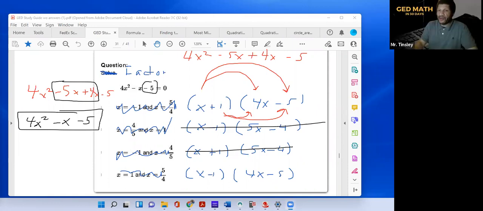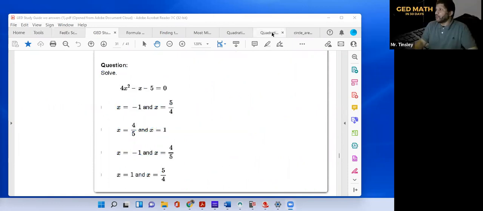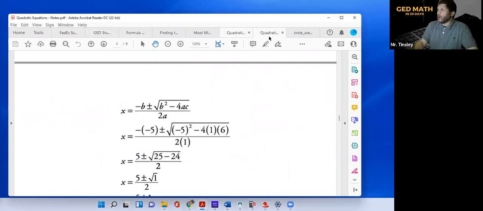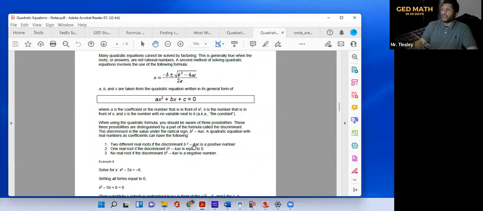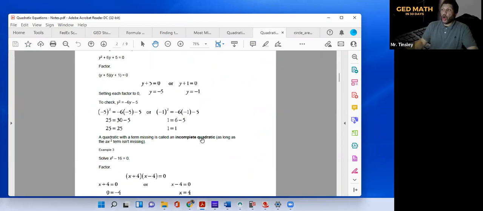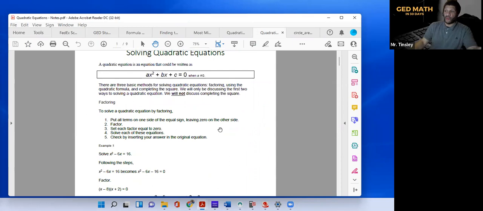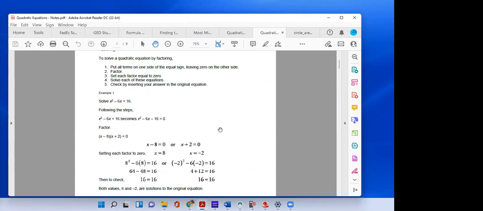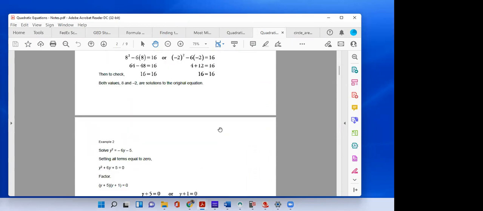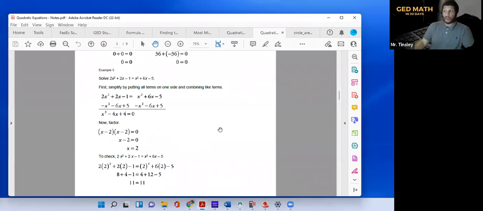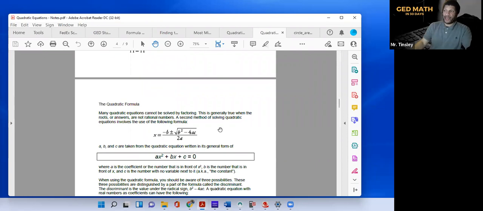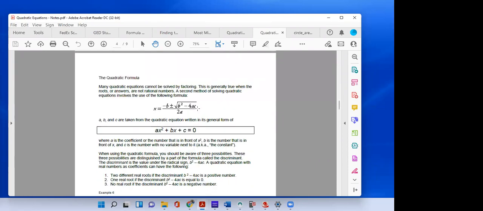I know it might seem like a lot, but I'm going to send these two to you tonight. Look at all the stuff you have to do to solve a quadratic equation. That's the question I wanted to ask you. I'm going to send this to you, and I go through step by step how to do it. This is the quadratic formula.